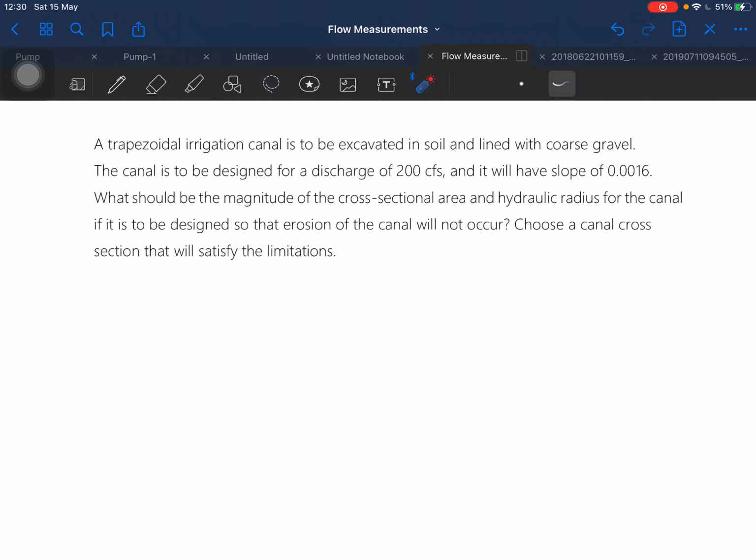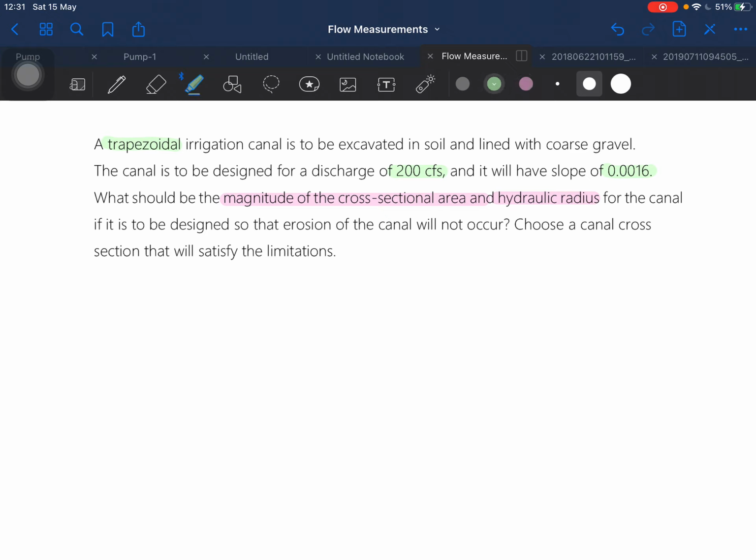So now we have a trapezoidal irrigation canal to be excavated in soil in line with coarse gravel. The canal is to be designed for a discharge of 200 cubic feet per second, and it will have a slope of 0.0016. Should I highlight all of this for the important parts here? And then what should be the magnitude of the cross-sectional area? So they're asking for the magnitude of the cross-sectional area and the hydraulic radius for the canal if it's designed to avoid erosion.